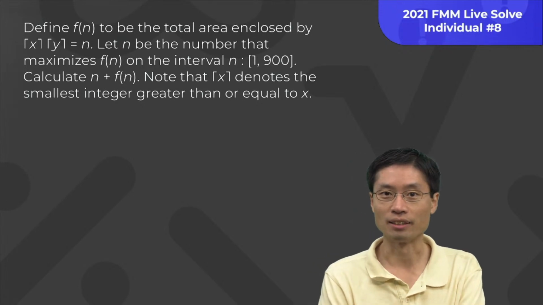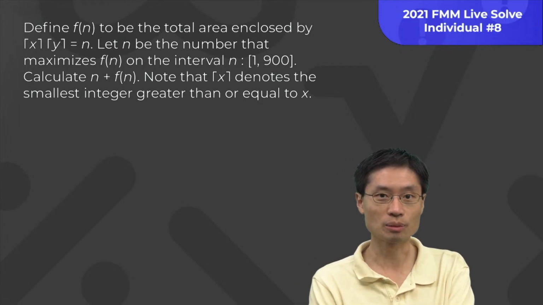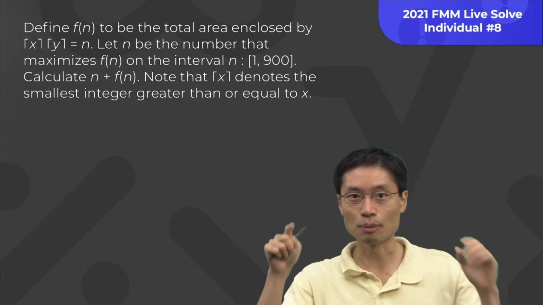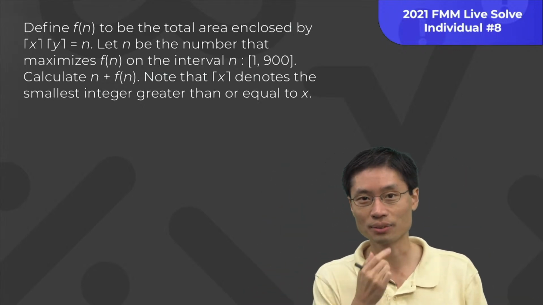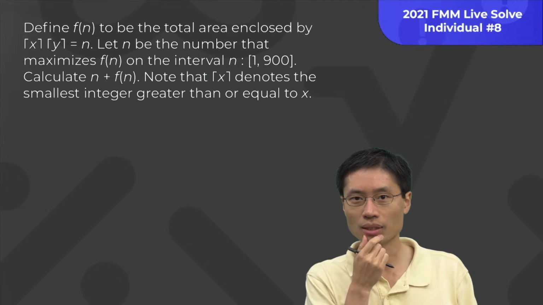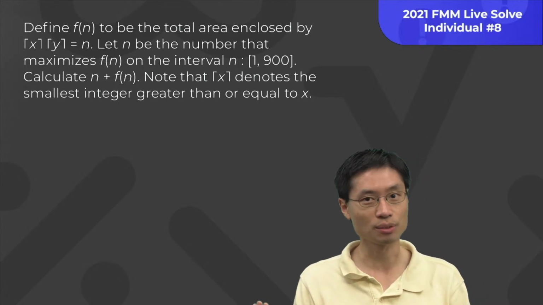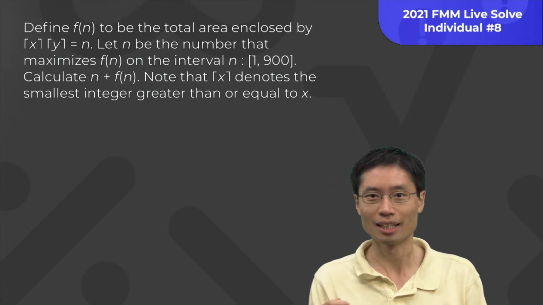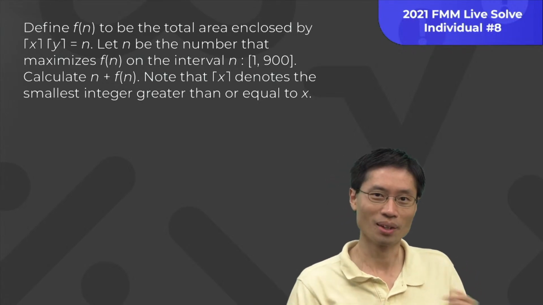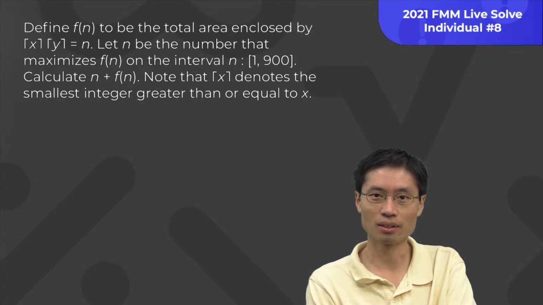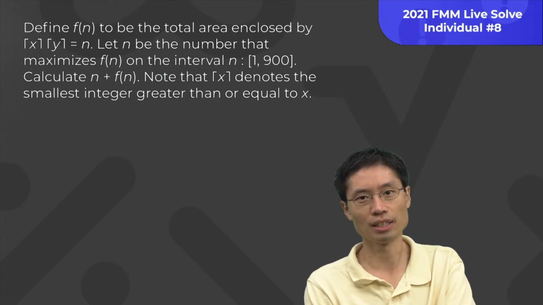Define f of n to be the total area enclosed by... Ooh, this is when you round something up. The round up of x times the round up of y equals n. Let n be the number that maximizes f of n on the interval as n goes from 1 to 900. Calculate n plus f of n. What is this about? Total area enclosed by... But that's funny.